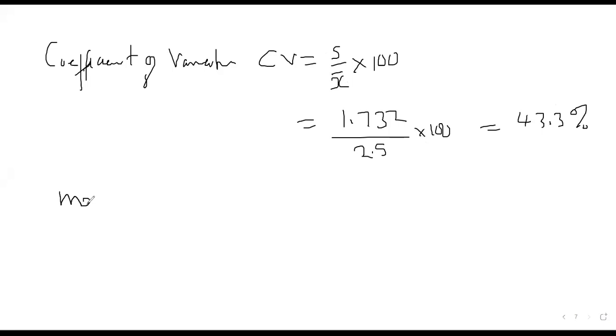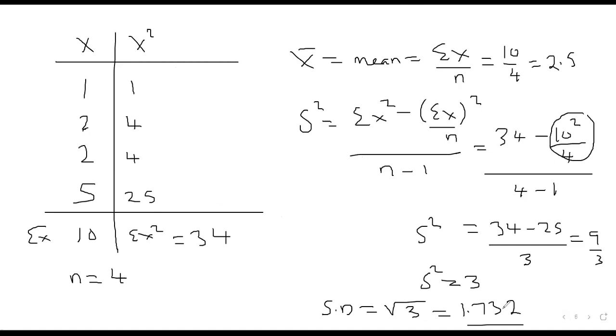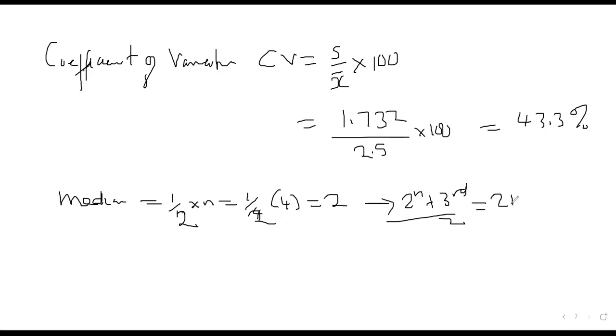Then to find the median, who remembers how to find the median? Median is half of n. Our n was 4. So half of 4 is 2. So what does it mean 2? We get the second number and the third number, we divide by 2. So in this case, the second number and the third number, it's the same value, it's 2. So we pick it. Or if you want, you can show it. 2 plus 2 is 4 divided by 2. We get a 2. So this helps us find what we call the coefficient of skewness.